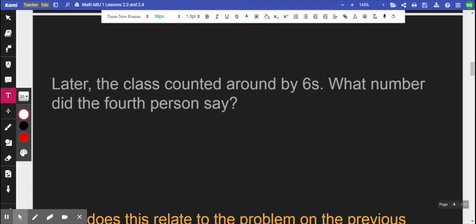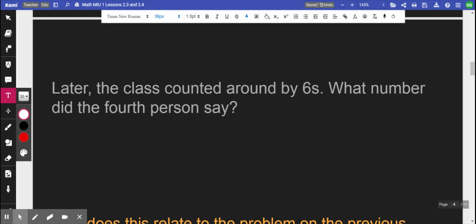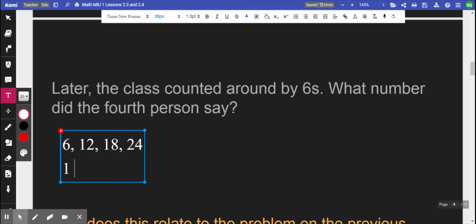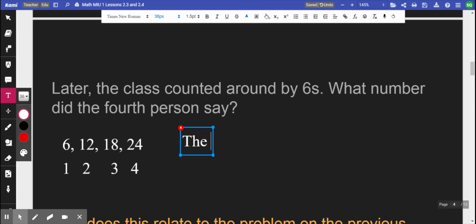So now let's look at this next problem. Later, the class counted around by 6s. What number did the fourth person say? So let's count by 6s. 6. You can look back on your chart. 12, 18, 24. Fourth person? 1, 2, 3, 4. It is the fourth person. So the fourth person said 24.